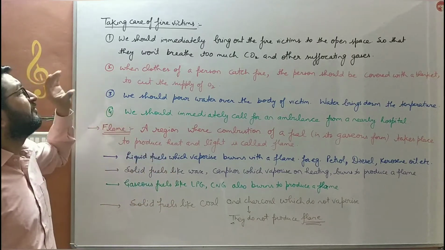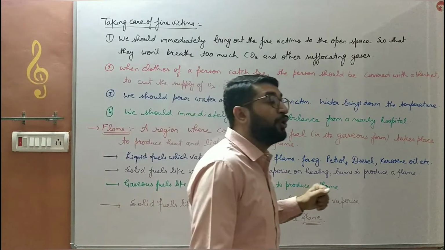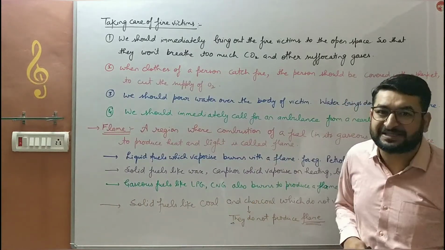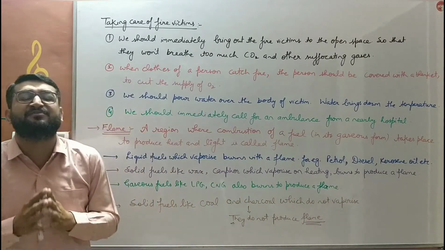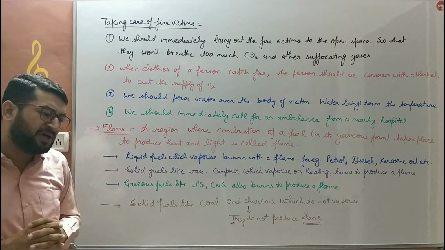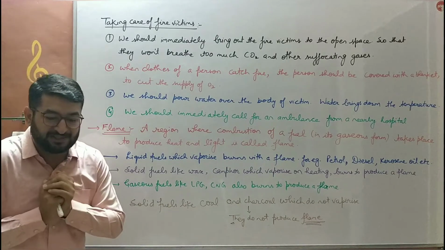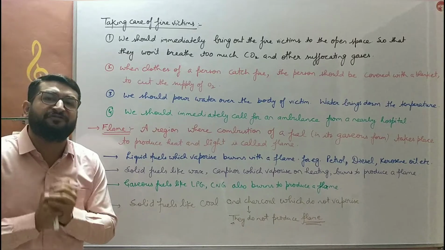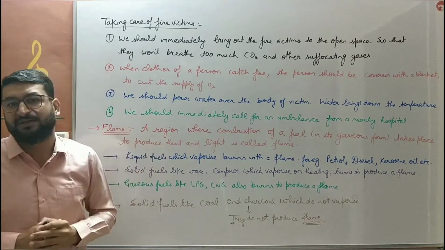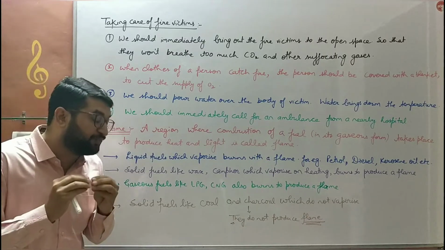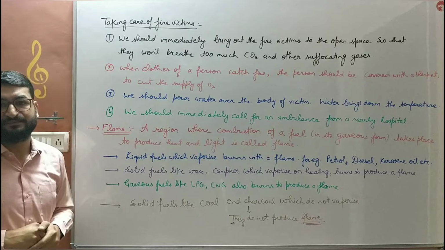So beta, the first thing is we should immediately bring out the fire victim to the open area, open space, so that that person does not suffer from suffocation and breathlessness. Because at the area where fire was, gases like carbon dioxide, sulfur dioxide, nitrogen dioxide are in much abundance. So that's why we must bring them out in an open area for breathing.